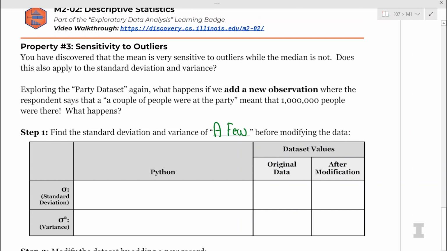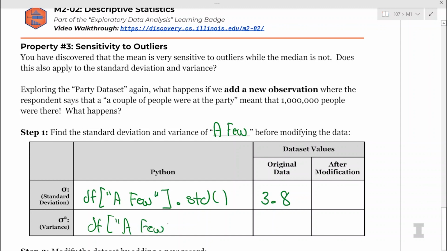Because it has a space, if we want to just look at a few, we need to do df at square bracket quotes a few quote square bracket dot std for standard deviation. And we get 3.8. And df of a few, getting the variance. And the variance is actually 14.8.